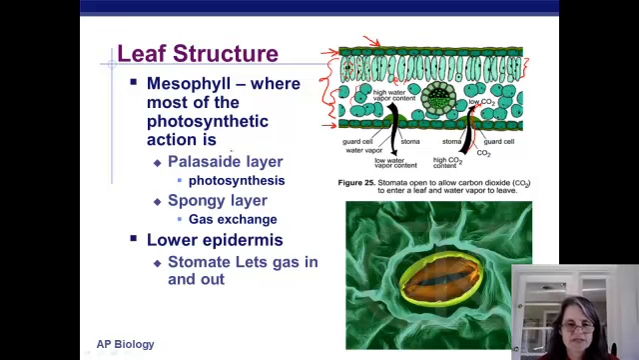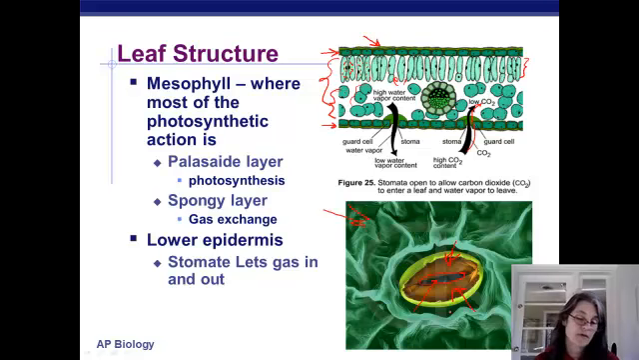The lower epidermis, again, I already mentioned, but this is a nice, really super electron micrograph of a stomata. This is the hole through which the CO2 would go in. And these two kind of brownish things on either side are guard cells, which allow that hole to open and close. Because remember, we don't want to lose too much water.